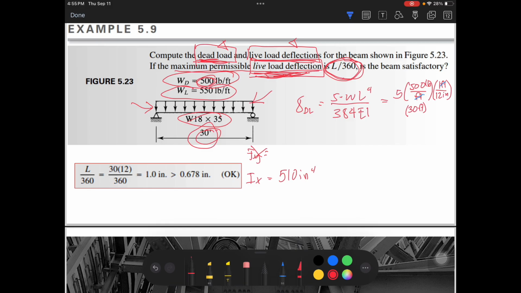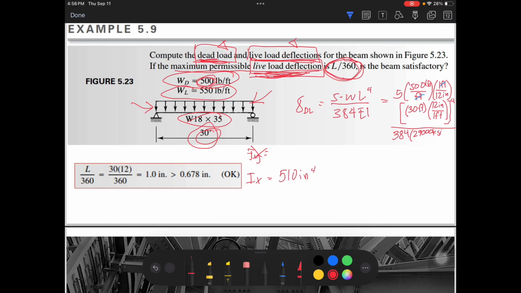Ang gusto nating maalis is si feet, so ilagay natin siya sa denominator, and then numerator is yung gusto nating inches. Okay, yan raised to 4. Itong buong to ang i-raise to 4, all over 384. Our E is 29,000 KSI.